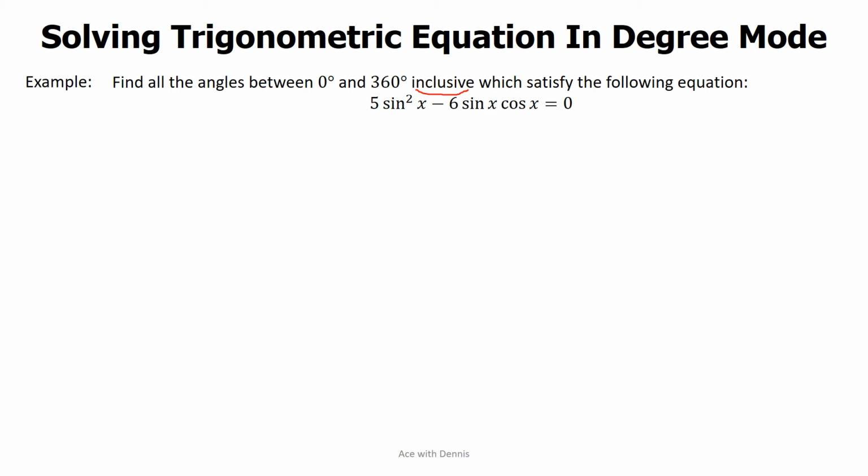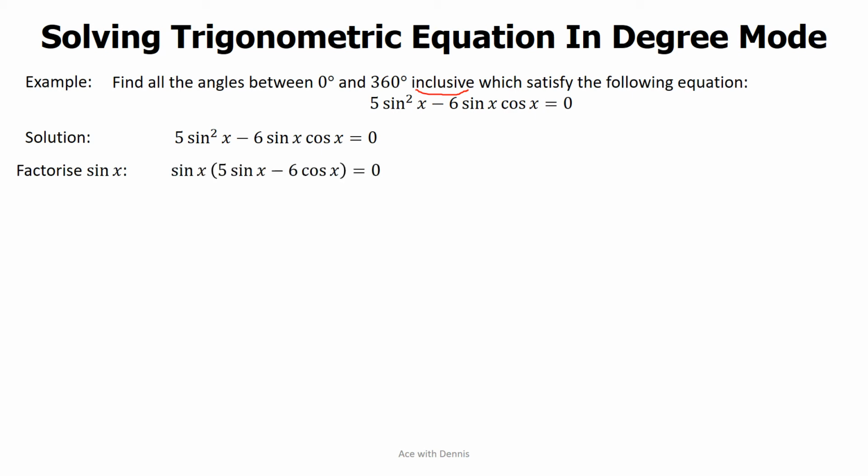Okay, so slightly longer equation here. How do we want to solve it? Okay, let's look at the solution here. The given equation is 5 sine square x minus 6 sine x cosine x equal to 0. So we can factorize the sine x, which will become sine x, bracket 5 sine x minus 6 cosine x equal to 0. So from here, we can start to solve it, right? We can say that sine x equal to 0 or 5 sine x minus 6 cosine x equal to 0.